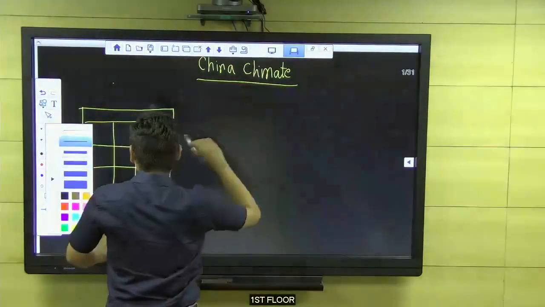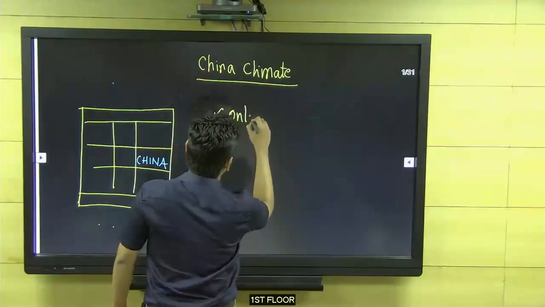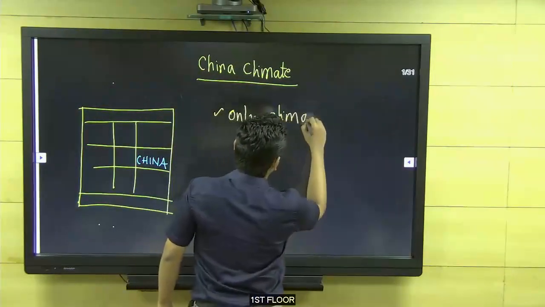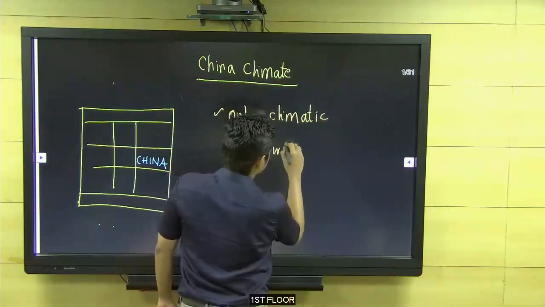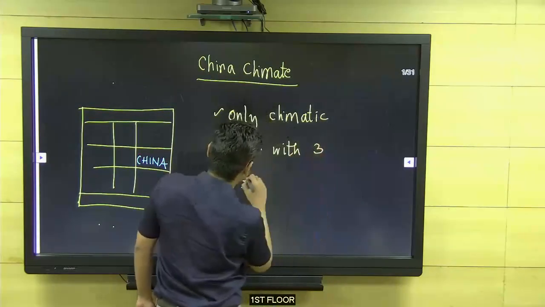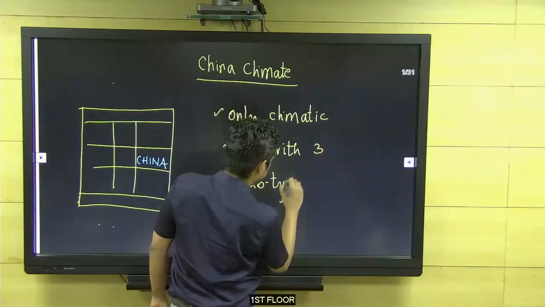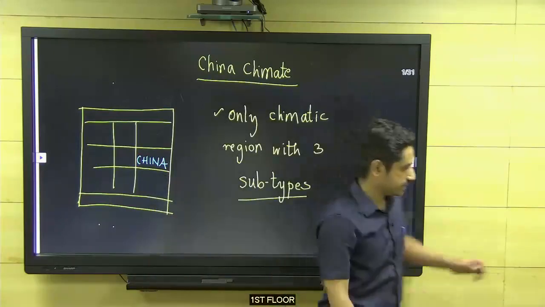So I'll start with that point. This is the only climatic region with three subtypes. Three subtypes. Okay.